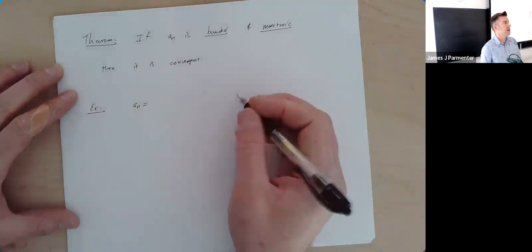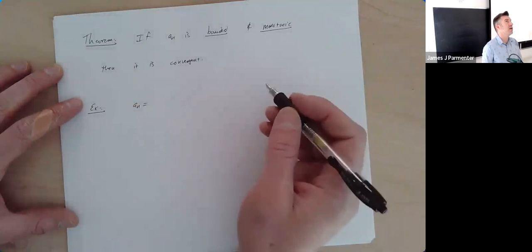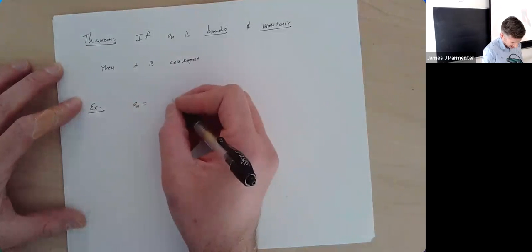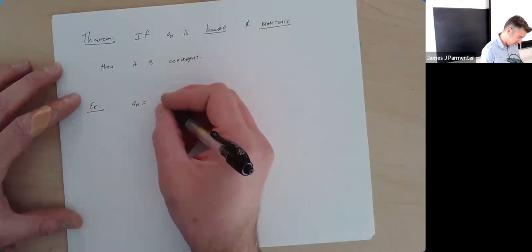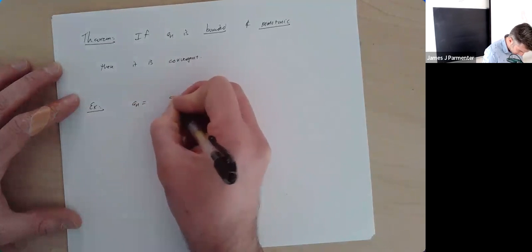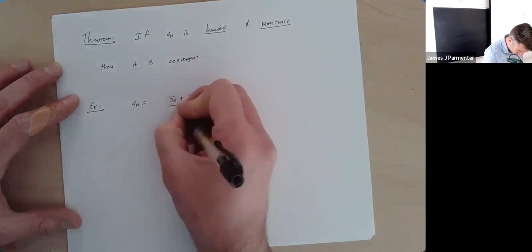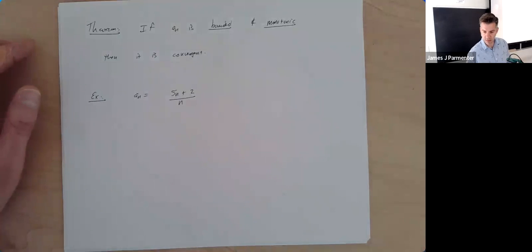Let me think for a second. I want that to be decreasing. Sure, let's say we had something like, I'm going to make it kind of silly, 5n plus 2 over n. I feel like that's the same thing. No, that's not quite the same.